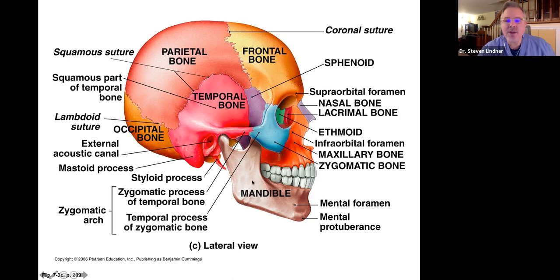The lower jaw is called a mandible, and the mandible has a few moving parts to it too. There is the angle of the mandible, which is here. This part is called the ramus. There is a mental protuberance, and there's a hole here called the mental foramen.